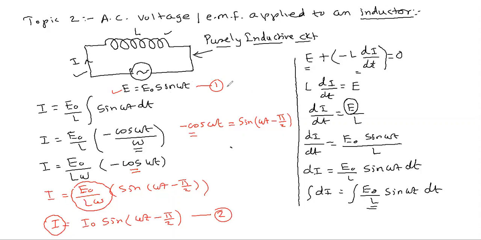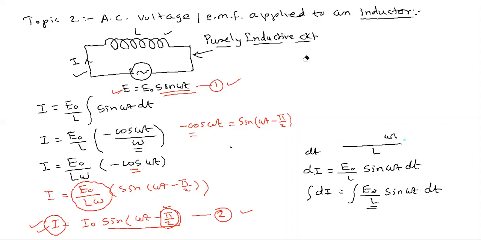Comparing equations 1 and 2, you will get that the current lags behind the EMF. There is a phase difference between sine of omega t and sine of omega t minus pi by 2. This factor of pi by 2 is what is lagging behind. That means the current lags behind the EMF by an angle of pi by 2. This is a very important conclusion you get from this relation.